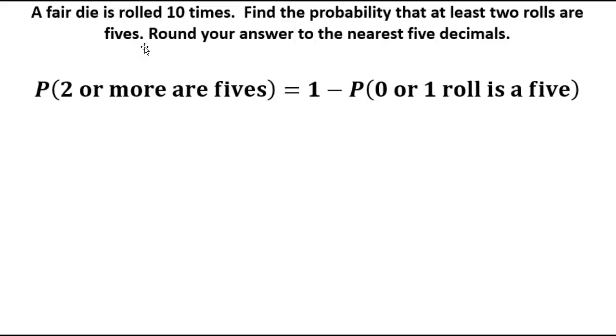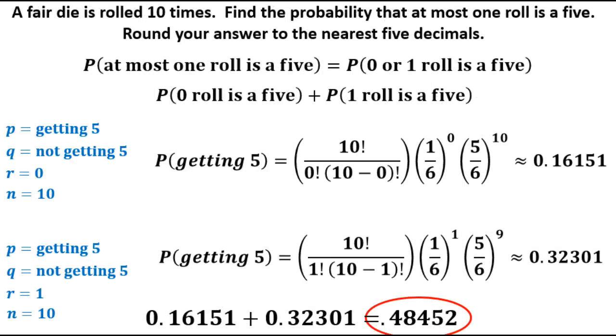Every time we roll that dice 10 different times, as long as at least 2 of those are 5s, which is really just the probability of 1 minus the probability of getting 0 or 1 rolls being a 5, either one of those two. And we just calculated that. Okay, 0 or 1 roll being a 5, we just calculated that. That's what we had up here, 0.48452.